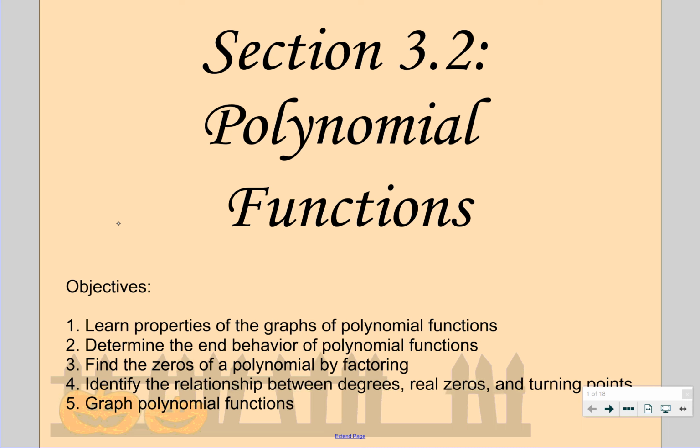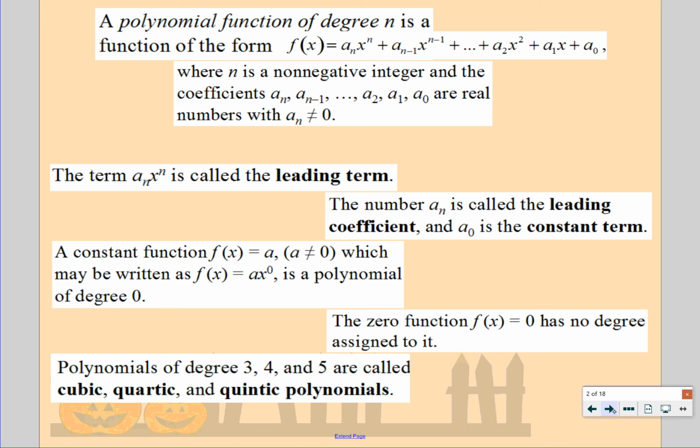Good. All right, so last section, 3-1, was quadratic functions, where we have a power of 2. A couple chapters ago, we did linear functions where you have a power of 1, and now we're going to get into bigger powers, third degree, fourth degree, fifth degree, which in general we call all of these polynomial functions. So we're going to start today with the definition of a polynomial.